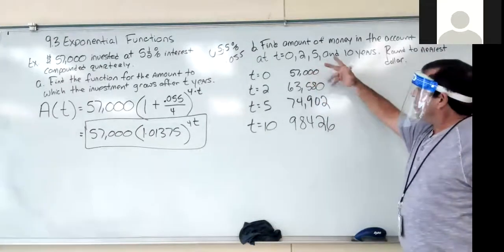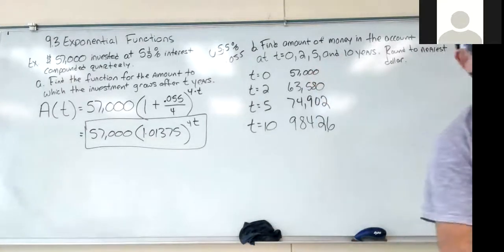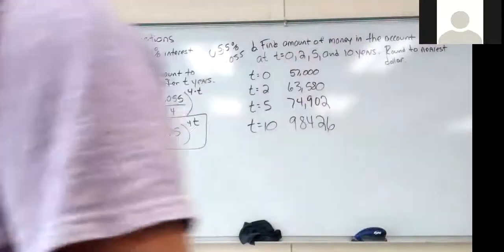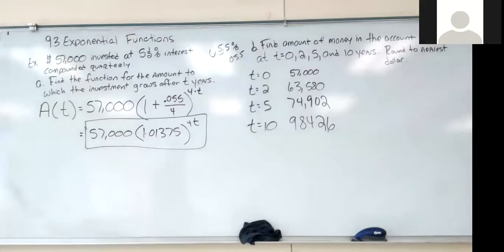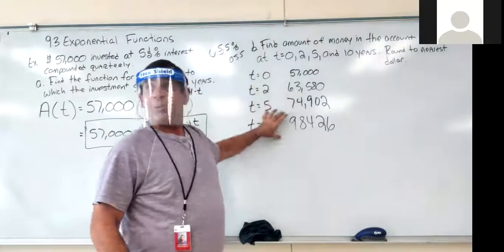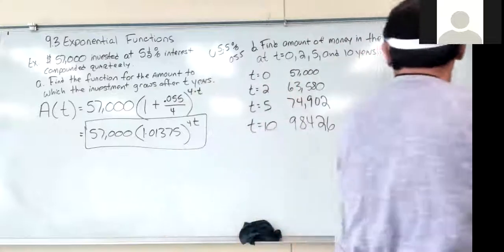Not quite, it looks like about 40,000 or so. I wish I had money I could just throw off on the side for 10 years and just let it grow, you know. But you are seeing how these exponential graphs grow pretty quick. So that's the main thing they're going to be able to see.